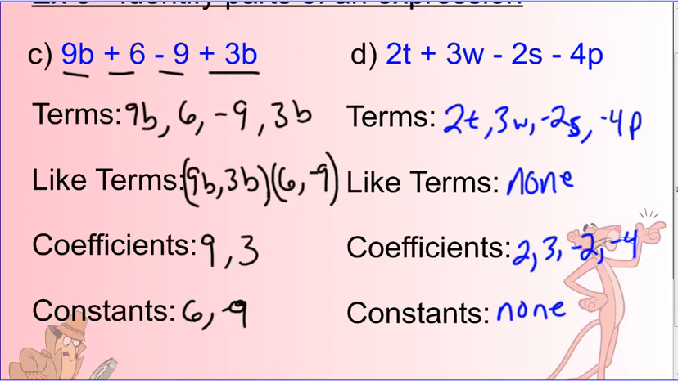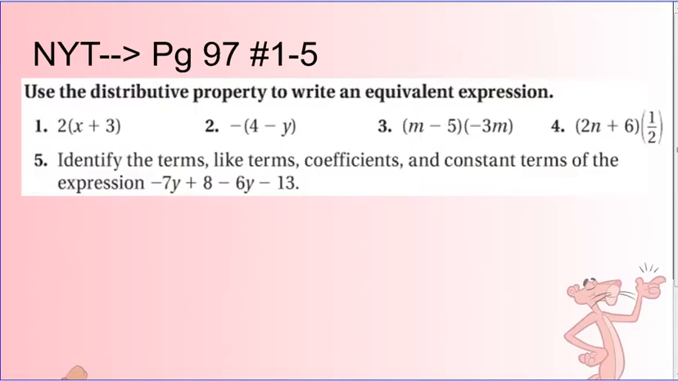Okay. So, now we've seen distributive property. We've seen identifying terms, like terms, coefficients, and constants. Let's go ahead and do a couple more problems. These will be from the textbook, from page 97, numbers 1 through 5. Go ahead, pause the video, do these on your own. When you're ready to continue, hit play. We'll go through them together.